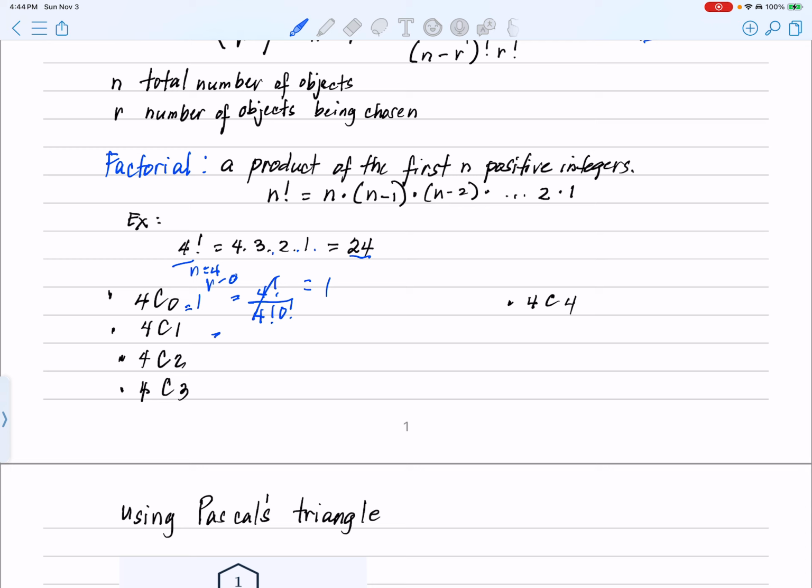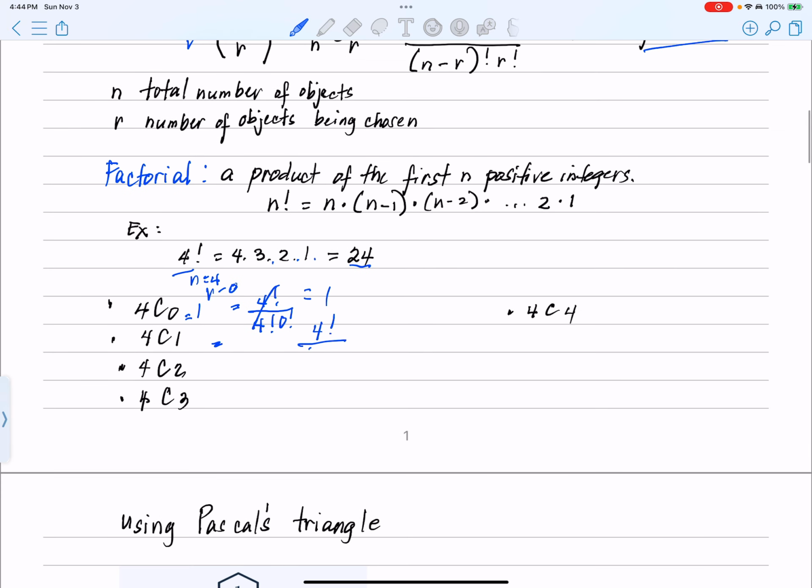How about 4 choose 1? 4 factorial over 4 minus 1, that is 3 factorial, and 1 factorial. So 4 times 3 times 2 times 1. 3 factorial is 3 times 2 times 1, while 1 factorial is 1. Okay? So that means we cancel this. Our 4 choose 1 is equal to 4.